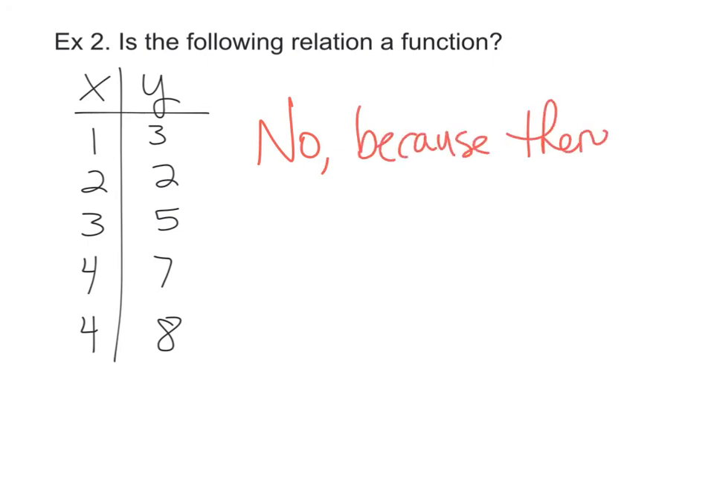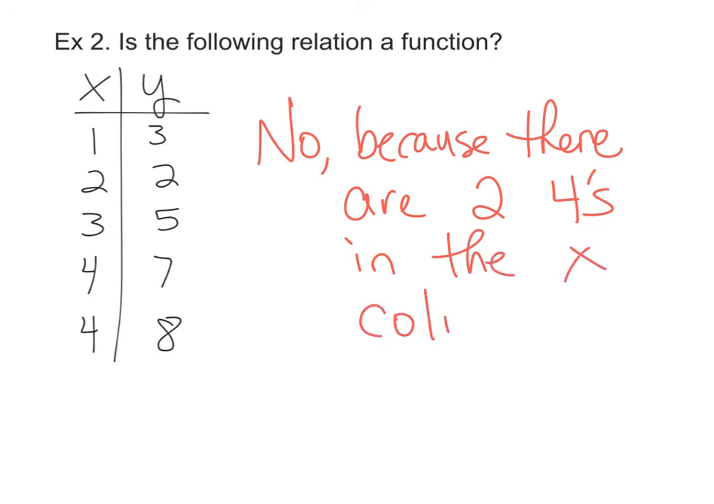And I could even write this, there are 2 4s in the x column. That's why, because every x has to be unique. It cannot repeat ever.